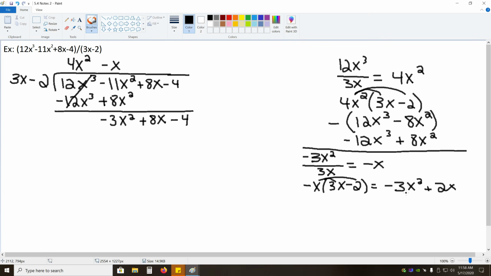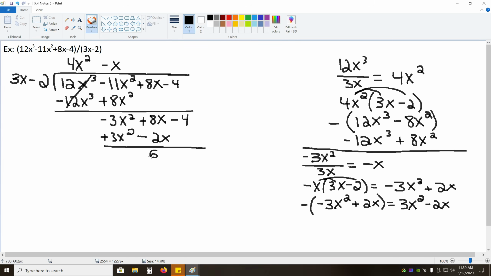And now this negative 3x squared plus 2x, we have to subtract it. I know it's tempting not to subtract it because we already have a negative there, but you always have to subtract this result, which gives us positive 3x squared minus 2x. So plus 3x squared minus 2x gives us 6x minus 4. And now we just have to go through this one more time.